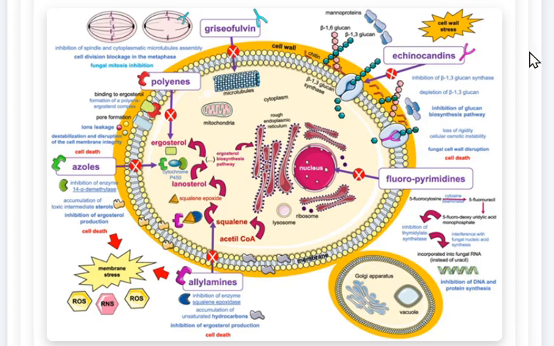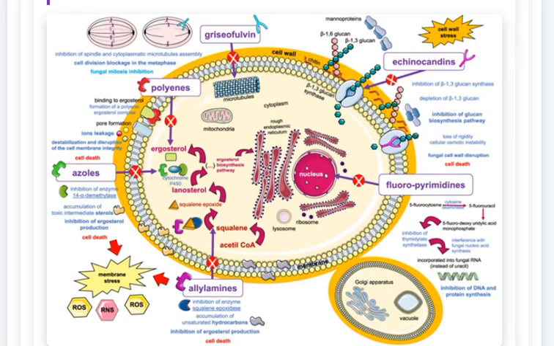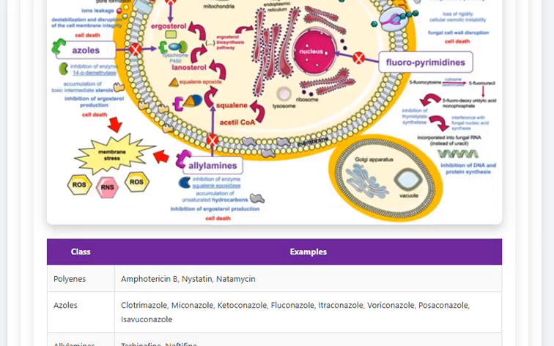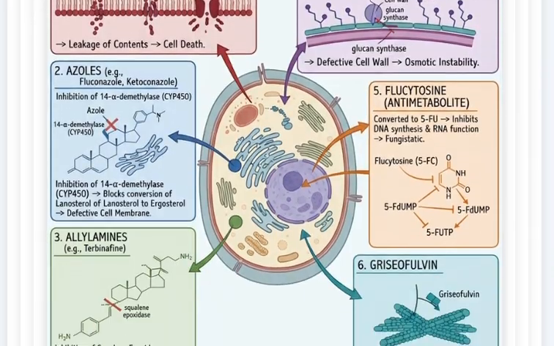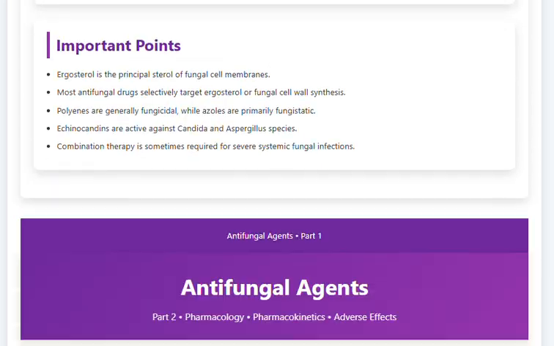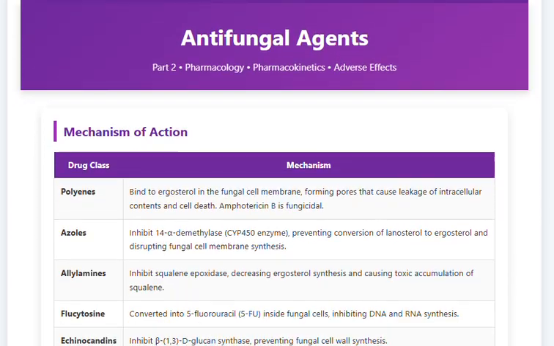Let's revise everything in less than 1 minute. Polyenes bind ergosterol. Azoles block ergosterol synthesis. Allylamines inhibit squalene epoxidase. Flucytosine blocks DNA and RNA synthesis. Echinocandins prevent fungal cell wall formation. And griseofulvin stops mitosis. Till now, we have learned about the classification of antifungal drugs and their mechanisms of action. Now we'll focus on the pharmacological profile of antifungal drugs, including pharmacokinetics, adverse effects, important drug interactions, contraindications, and clinical applications.